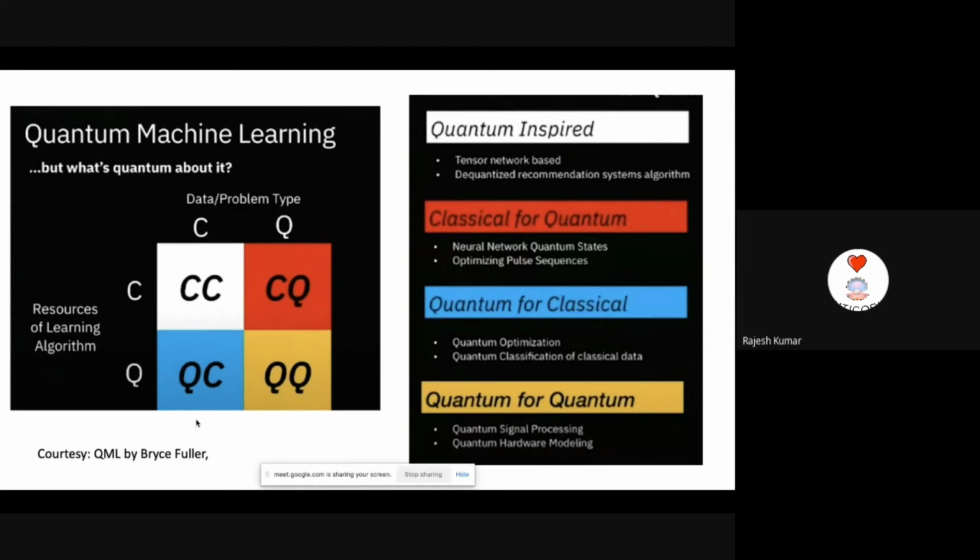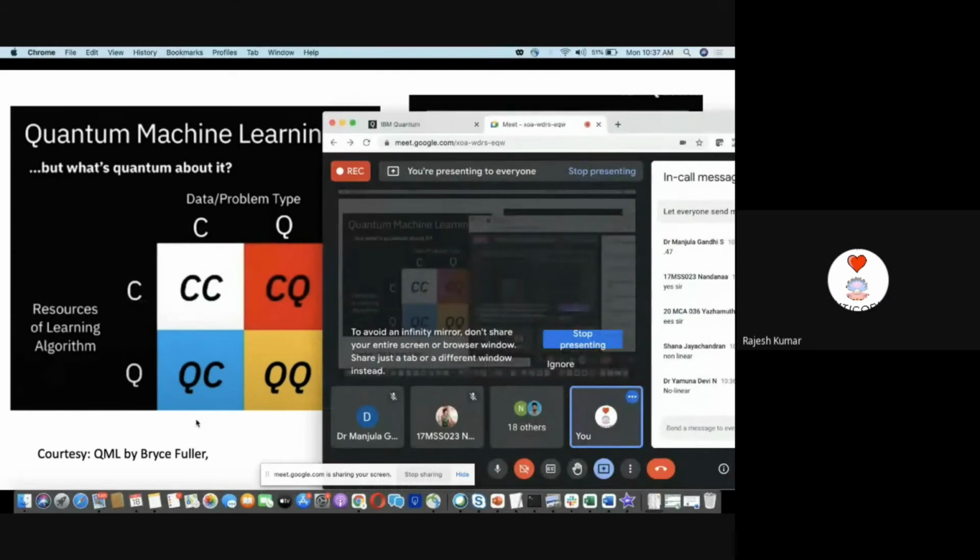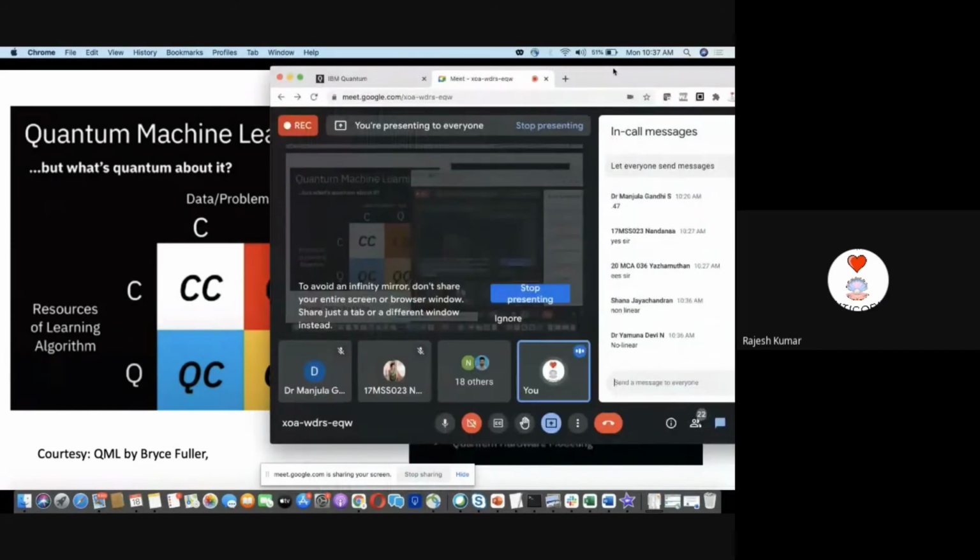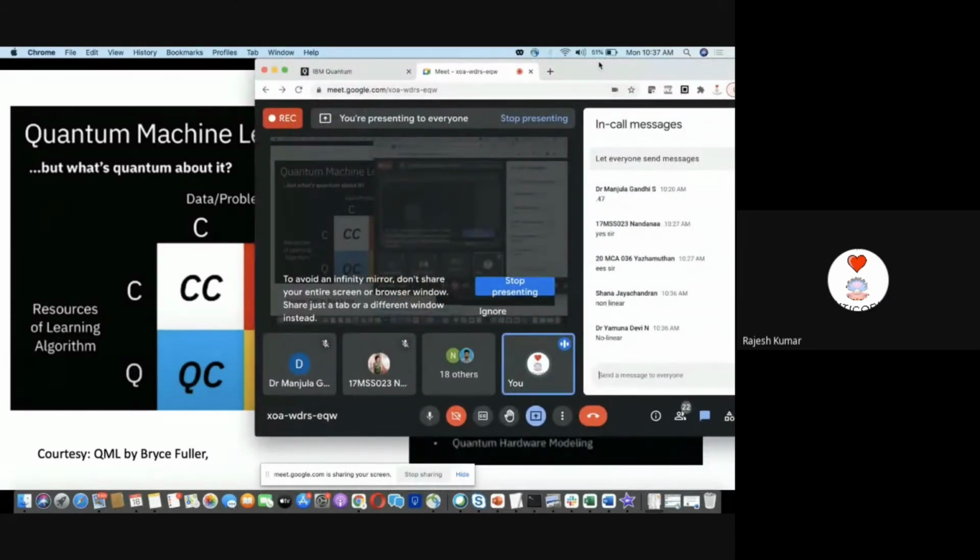Any example? Anyone has any example? What kind of problem can we solve through quantum? Any real world problem? Don't get into the mathematical part. Image processing. Okay, we'll come to that. Some real world problem.